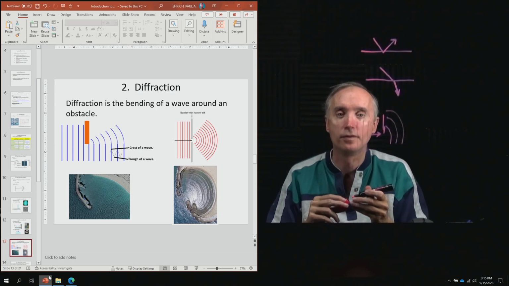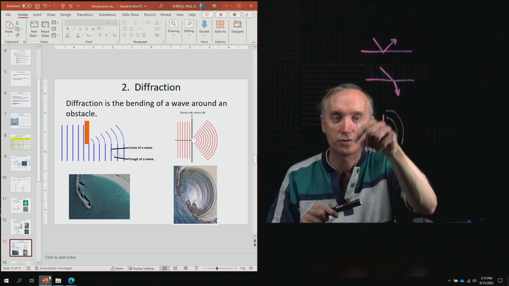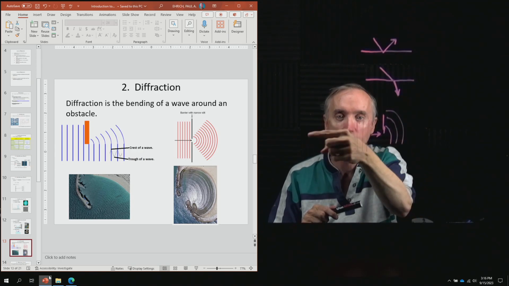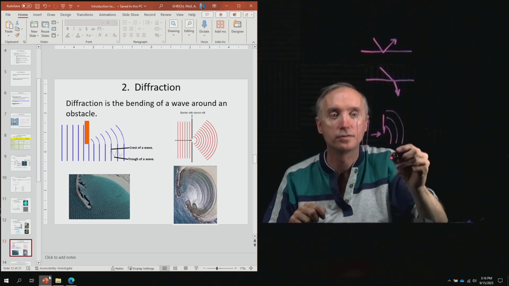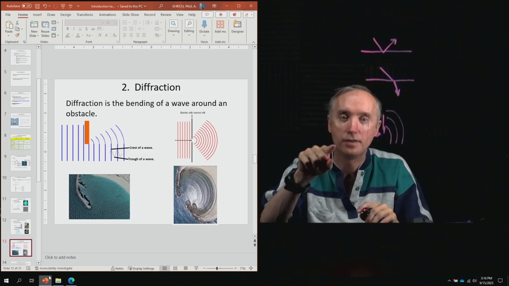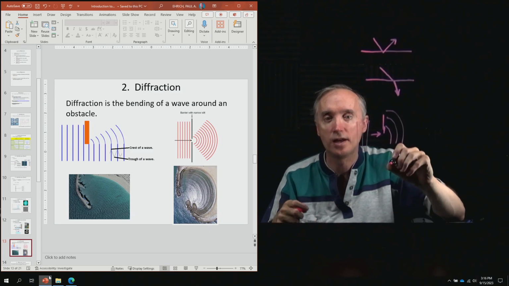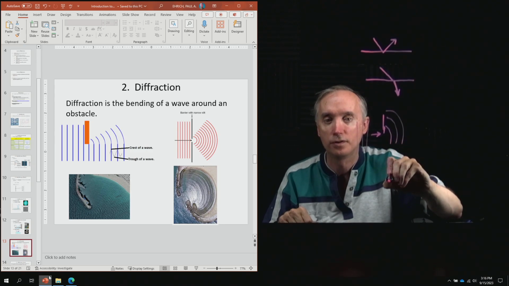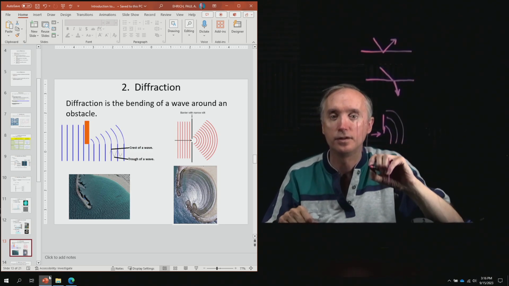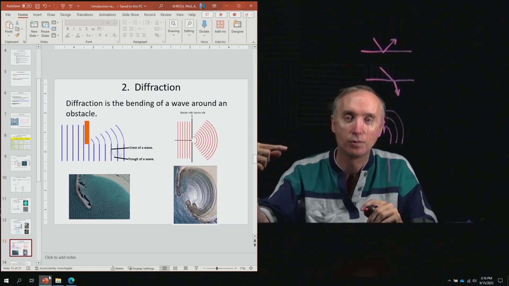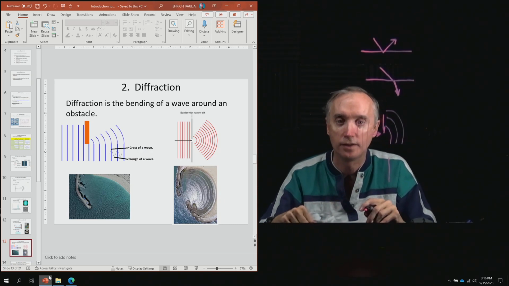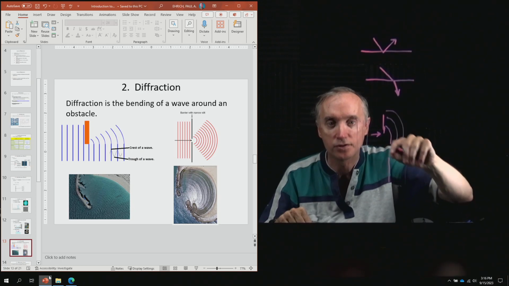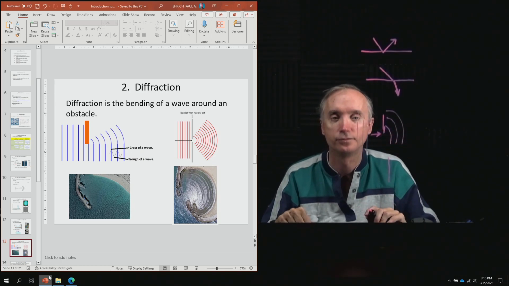An example of that is on a beach. The picture on the bottom left shows a beach, and then there is something like a jetty that is going out into the ocean. And then notice what's happening as the water encounters that jetty. You see how it's curving around it?